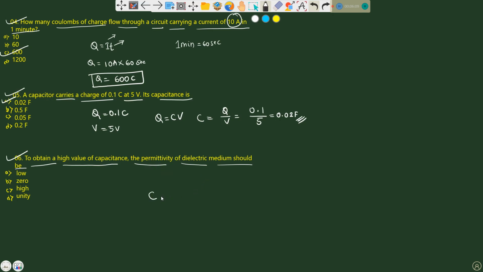First you need to quote the formula. So epsilon A divided by D. So here permittivity is nothing but this epsilon. What they are asking is, if you want to get higher value of capacitance, what should permittivity be? So here we can say capacitance is directly proportional to permittivity. So as permittivity increases, capacitance value also increases. So here it should be high. So option C is the answer.